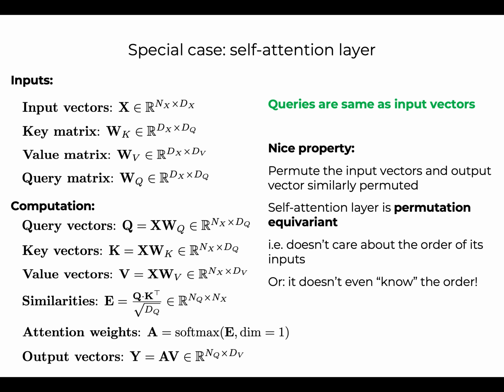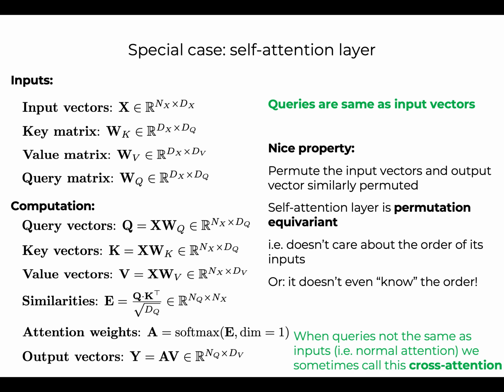So this is a useful property, but we'll also see in a moment you might need to take special care with this. So I've called this special case self-attention, but actually self-attention is so common that sometimes we refer to normal attention, where the queries are not the same as the input vectors, as cross-attention to make this difference clear.